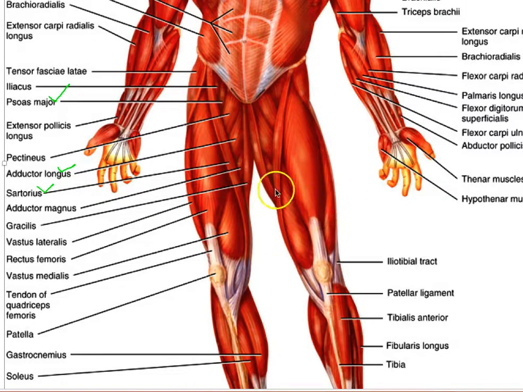Quadriceps are all of these muscles here. It is the Rectus Femoris, Vastus Lateralis, Vastus Medialis. Okay? And what happens is they all join together to actually hold your leg together. 1, 2, 3. Okay? And there's one underneath here. That's why it's called quad. Okay?